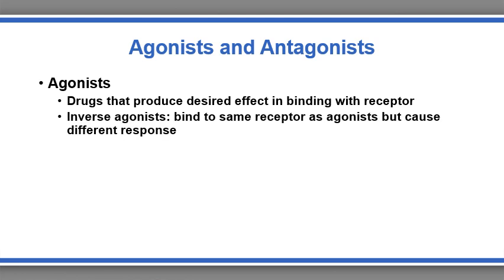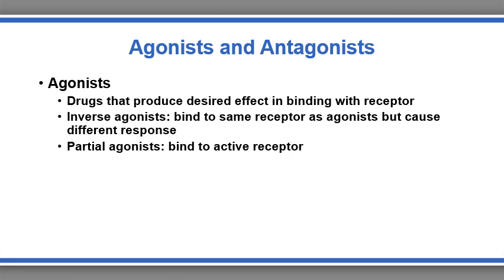Two different categories of agonists. You have an inverse agonist, which binds to the same receptor as agonists but causes a different response. So basically you're trying to induce a pharmacological response that is opposite to the agonist. Okay, that would be the example of an inverse agonist. It's not the same as an antagonist. An antagonist is going to block a response. This just produces a different response in the case of an inverse agonist.